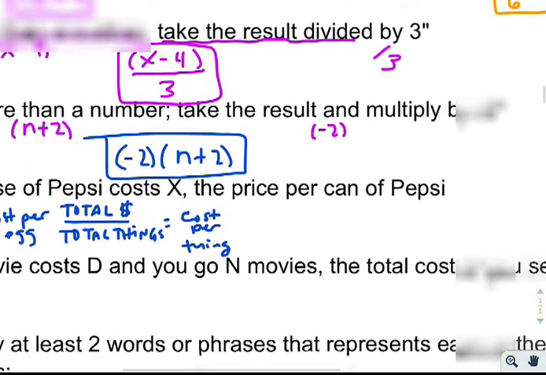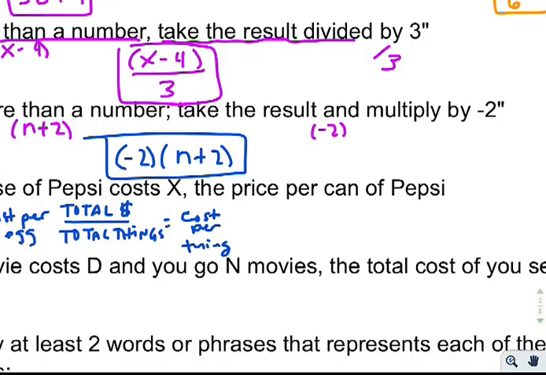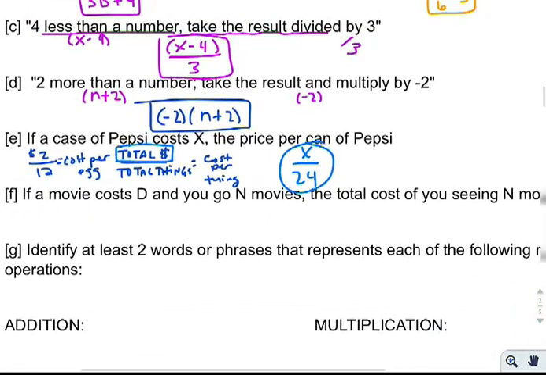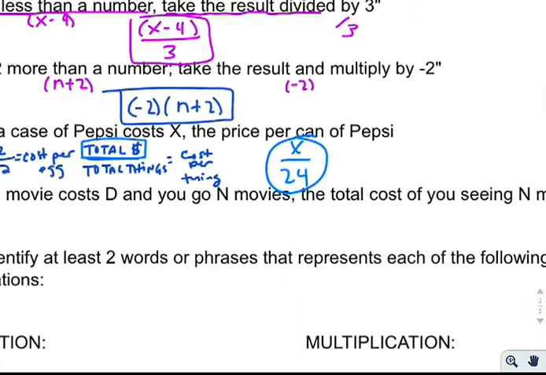So the total cost for a Pepsi case costs X dollars. So that's going to be the total money. That's going to be X. And the case has 24 things in it. So X over 24, that's what we're looking at for that. So let's look at the next one.